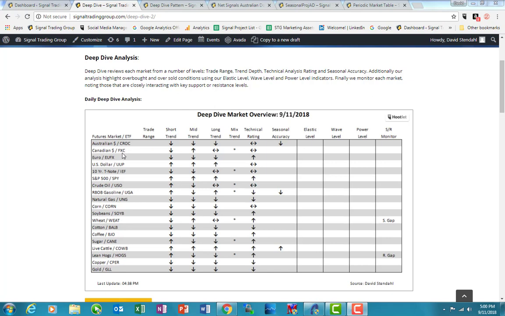I want to point out something, maybe I haven't mentioned this before, but I always mention an ETF. In this case, it's CROC, C-R-O-C, for the Australian dollar, but that's a short ETF, and that's because it's going to be corresponding to some of the things that are going on with the actual deep dive material here. So sometimes you'll see it as a positive, or sometimes you'll see it as an inverse ETF.